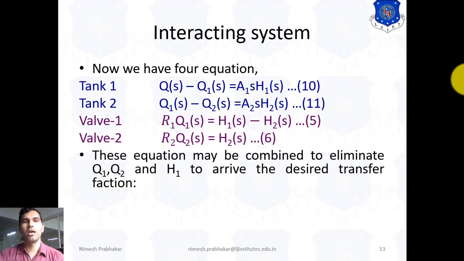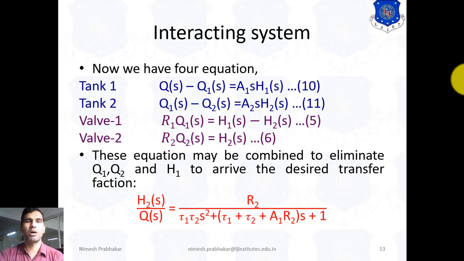We can also say these equations may be combined to eliminate Q1, Q2 and H1 to arrive at the desired transfer function: H2(s) upon Q(s) is equal to R2 upon tau 1 tau 2 s square plus (tau 1 plus tau 2 plus A1 R2) s plus 1. So this is the final equation for the interacting system, or we can say this is the transfer function equation for the interacting system. So in this lecture we discussed the non-interacting system and the interacting system.